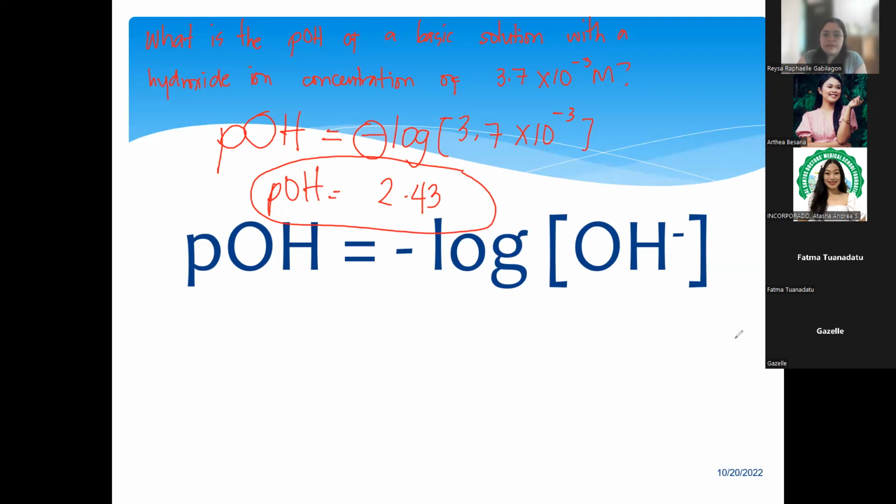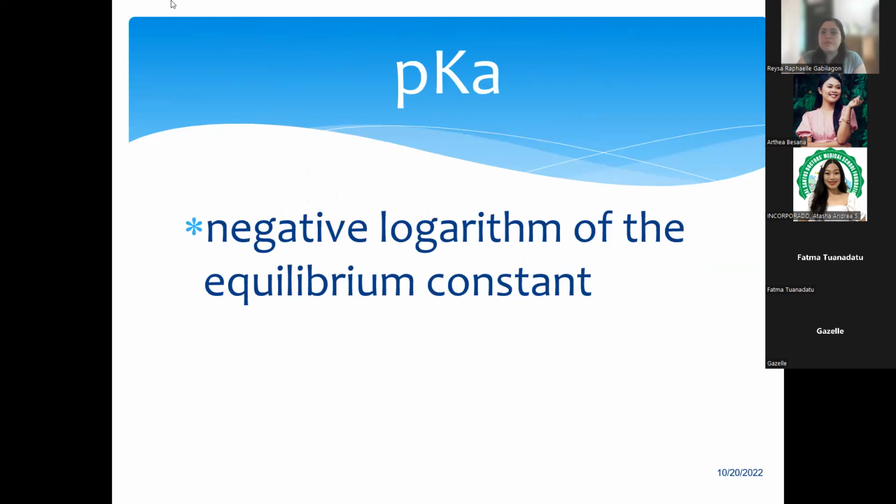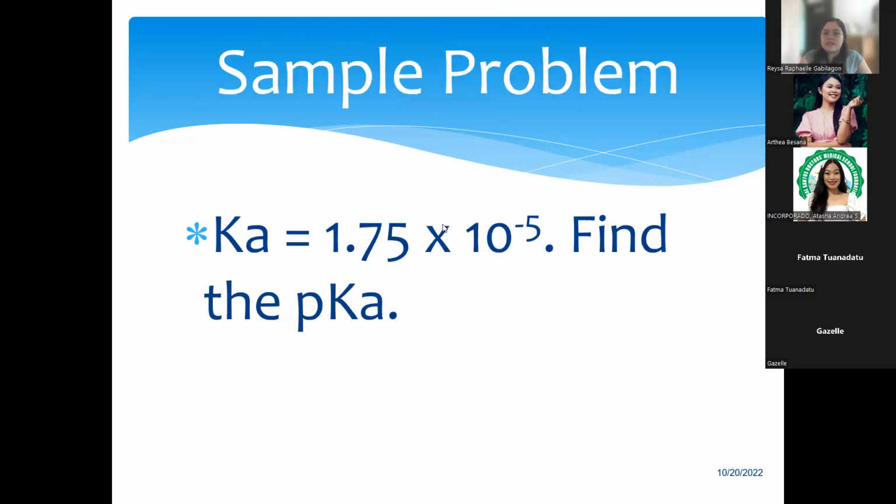Okay. Anything else? Because we will be moving on to another variable or parameter that will tell us whether the acid is strong or weak. Okay, it's the pKa. pKa is the power of the acid dissociation constant. And we are going to compute for the pKa using this one, negative logarithm of the equilibrium constant.